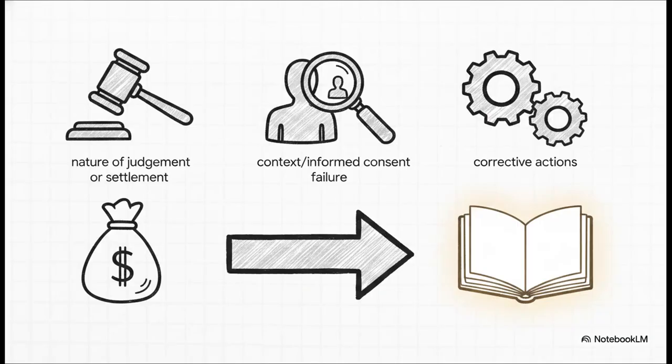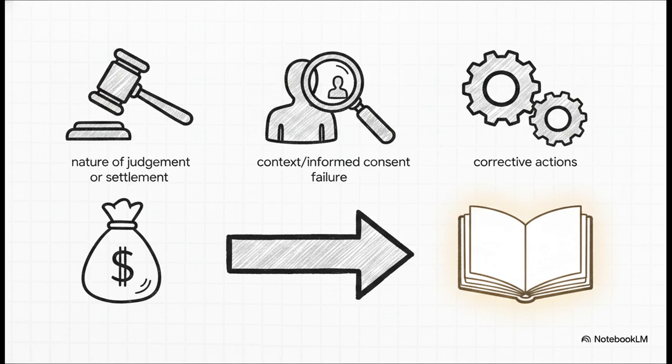But behind every spreadsheet metric is a real-world legal drama. Companies can't just drop a huge penalty number into a report and walk away. They must explicitly detail the nature of the judgment. Was it a guilty plea? A deferred prosecution agreement? They also have to describe the context.